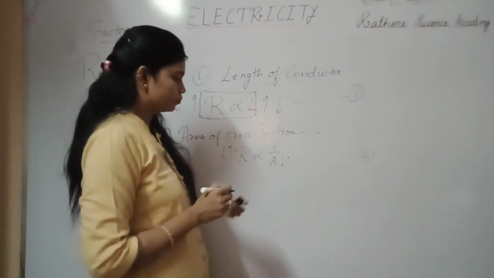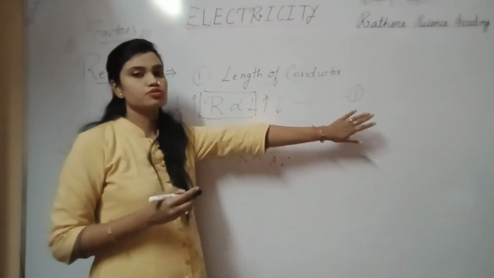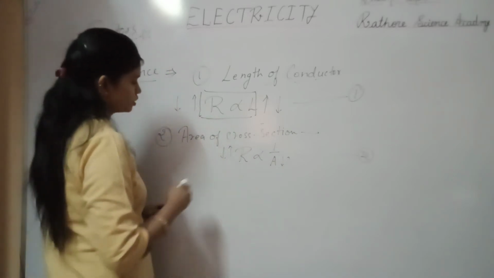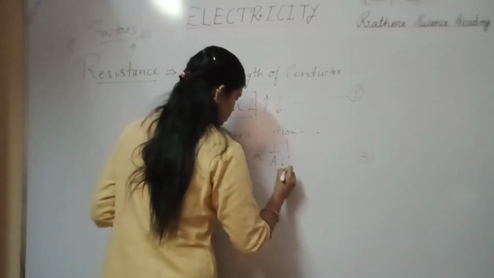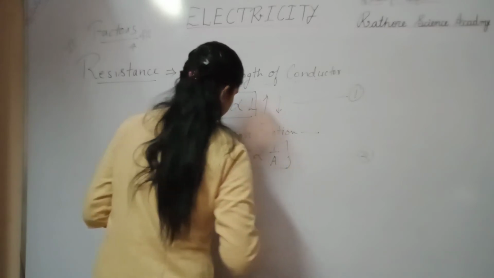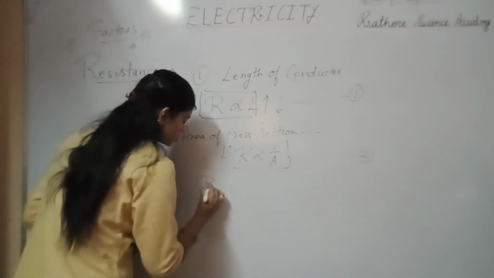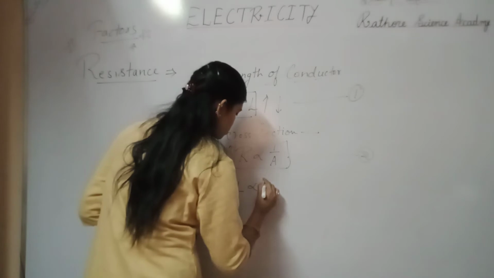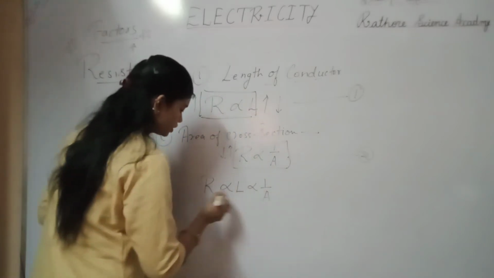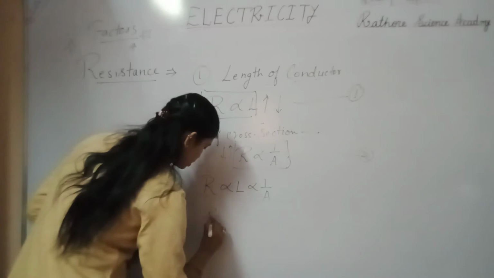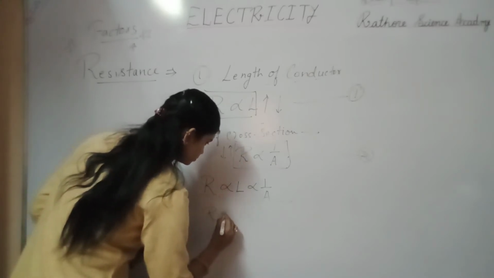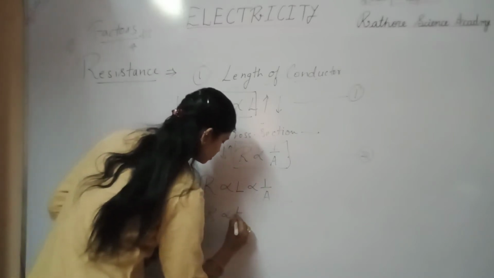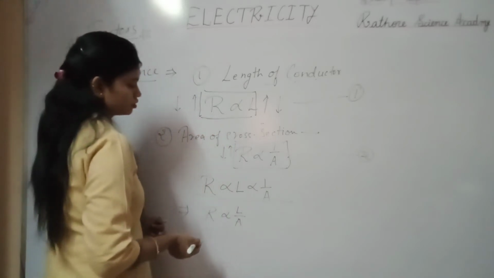Inversely proportional, right? Now whenever we combine these two equations, equation 1 and equation 2, we are able to know that R is directly proportional to L and inversely proportional to area of cross section. We can write this in this manner: R is proportional to L by A, right?